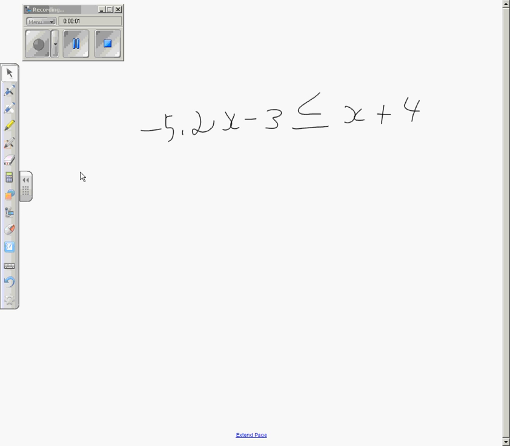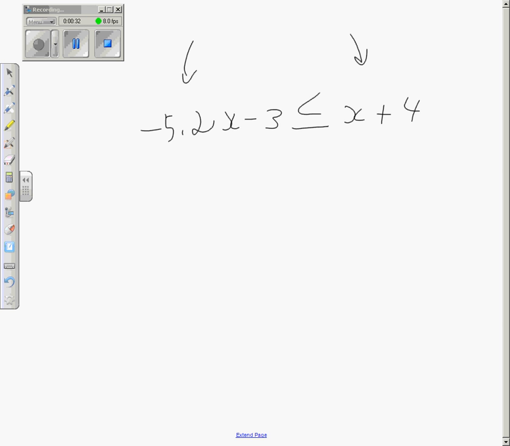Last question in our 8-question review gives us this inequality. It says negative 5.2x minus 3 is going to be less than or equal to the value of x plus 4. So whatever x is, if I have negative 5.2 of them, and I take away 3, that number should be less than or equal to, no matter all the infinite values of x there are, the value of that same number added to 4, or 4 added to that. So let's figure out what the infinite values can be.